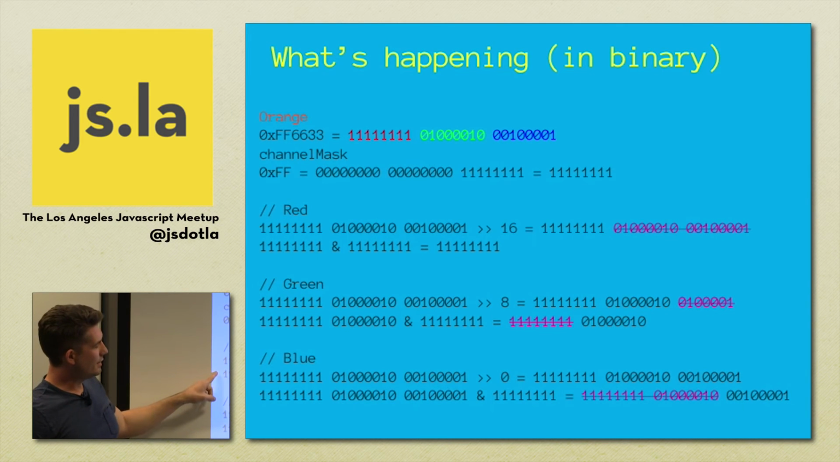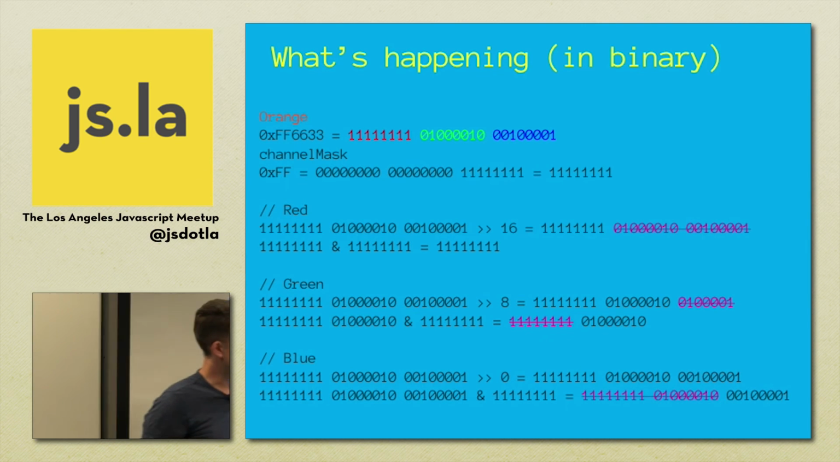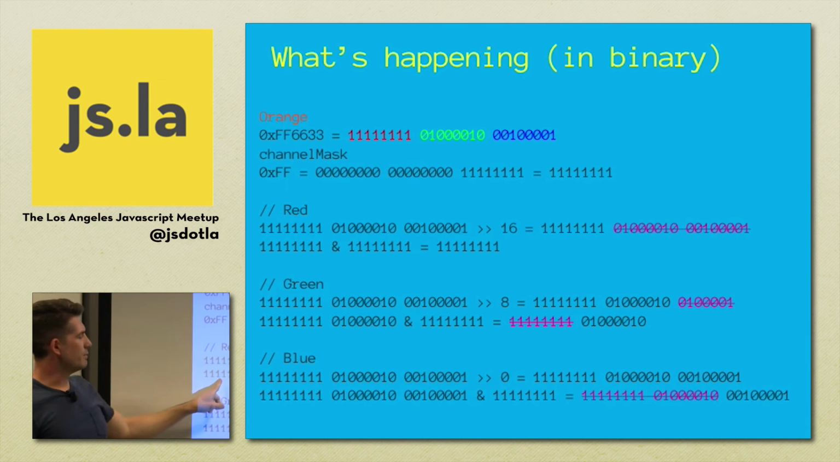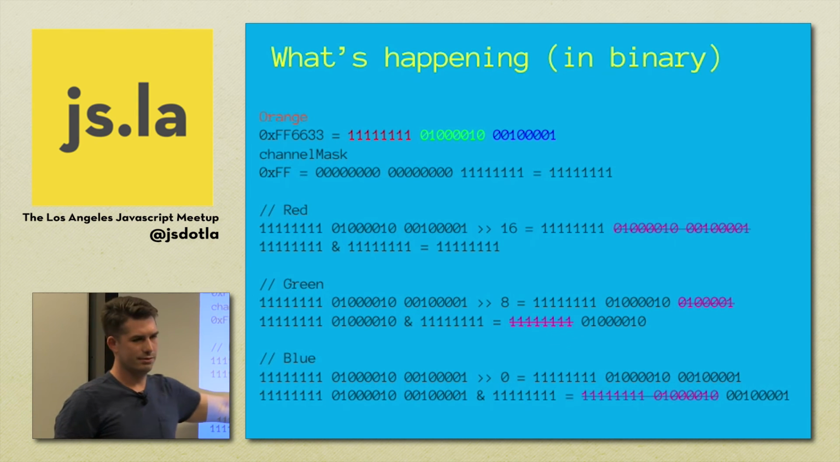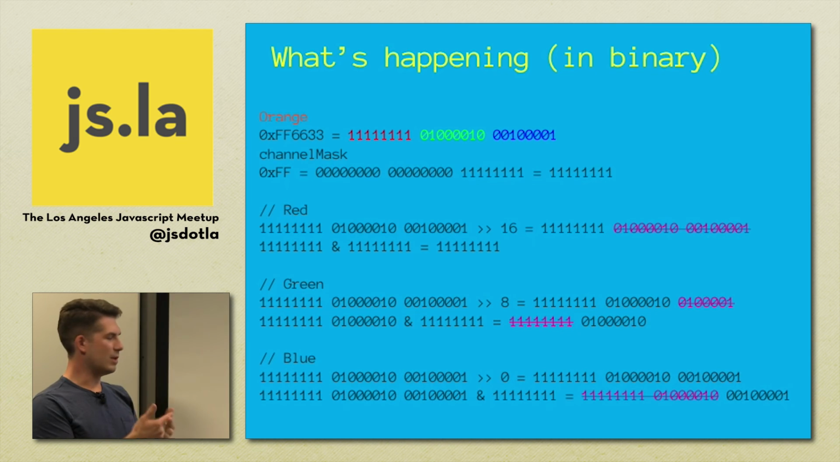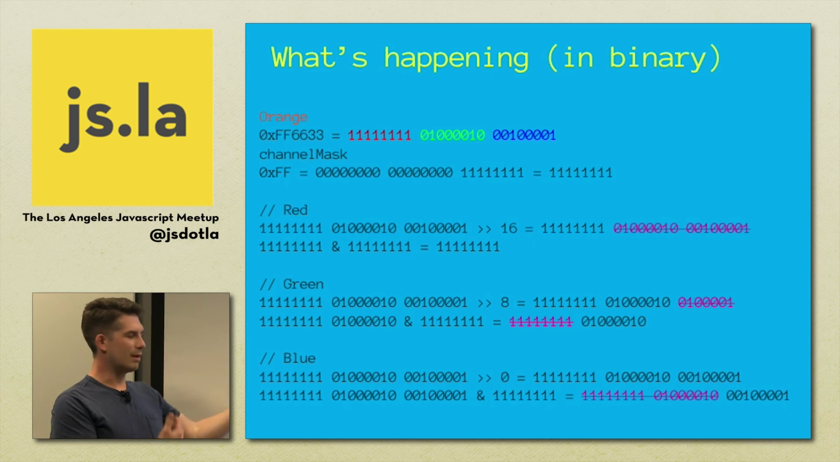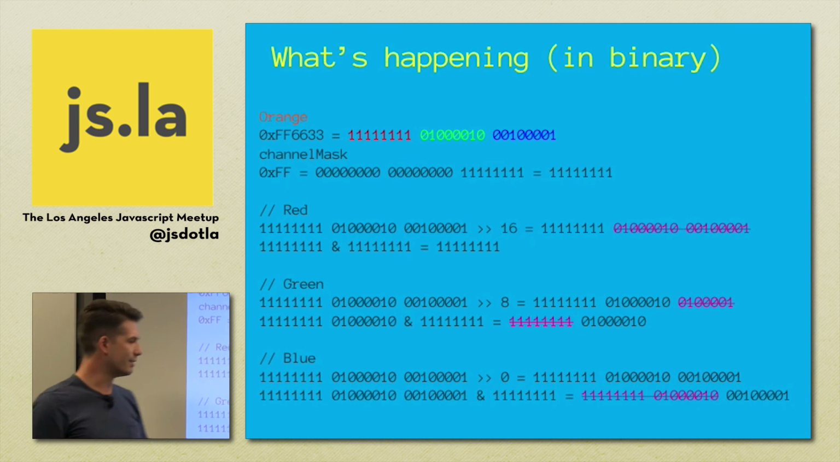So for red, the first thing I'm doing is shifting it over 16 bits. So I'm basically dropping off all of these 16 bits, and you end up with just the red channel here. And then I'm doing the intersection of this number, 1, 1, 1, 1, 1, 1, 1, 1, with this one. Since they are all ones, every place where there's a 1 in both numbers, it's going to output a 1. So we end up with the FF for the red.